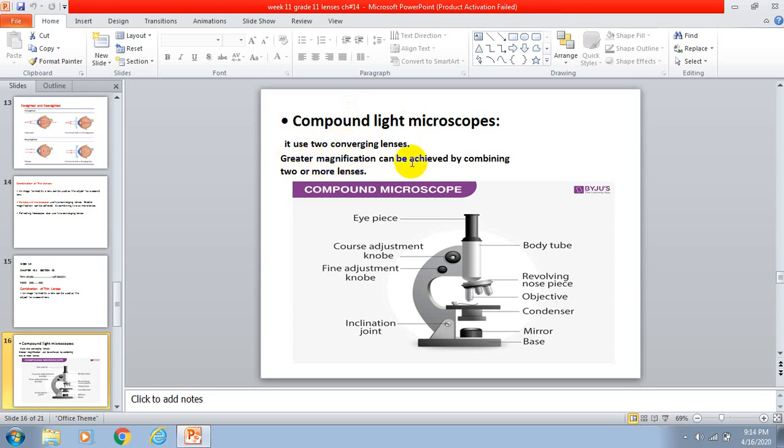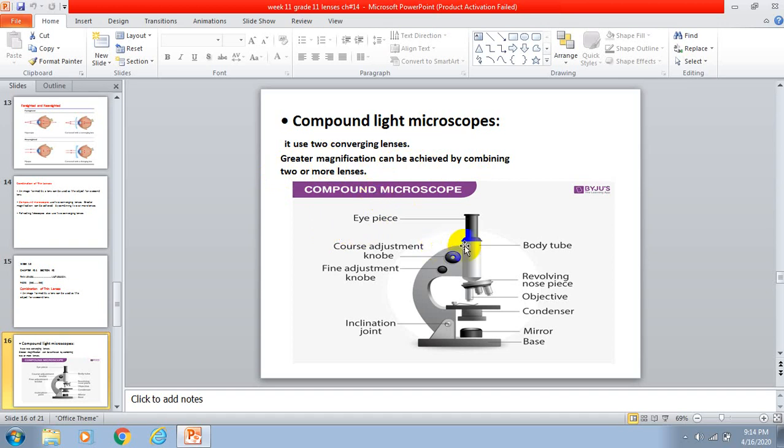Greater magnification can be achieved by combining two or more lenses. So if we need a greater magnification, a lot of zooming, we will use the compound light microscope by combining these two or more lenses. Understand? So it can give us more zooming or more magnification, like the object height or object clarity and the image height and image clarity.